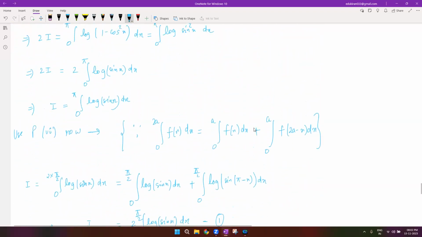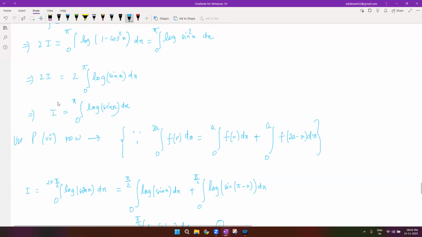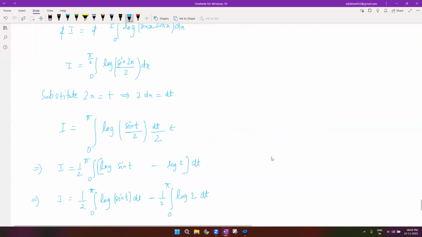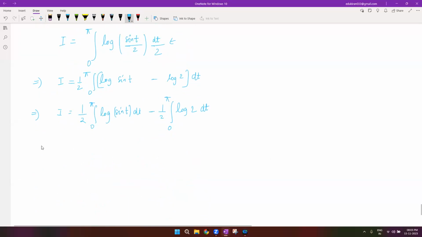Yeah, so come to this part. This was I, integral 0 to pi of log sine x dx. This can also be written as integral 0 to pi of log of sine t dt. I mean, we have not changed the function, right? So this is the same part, right? So this is nothing but I actually.